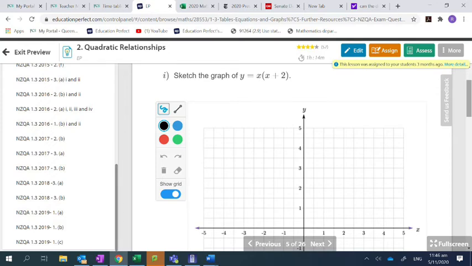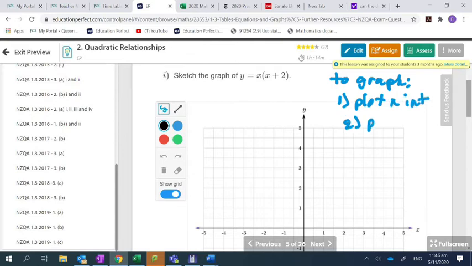All right. So, to graph, first, plot the x-intercepts. Second, plot the vertex. The x-intercepts are easy. If that's just a plain old x, it has a 0 added to it, which means it's right in the middle.